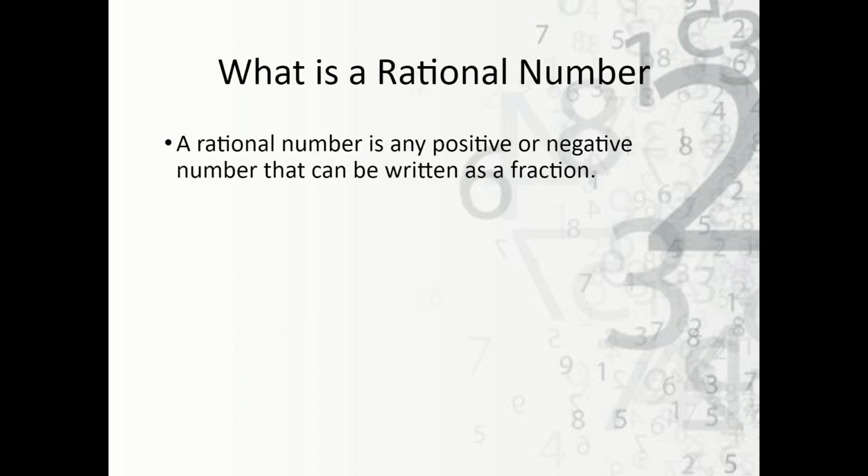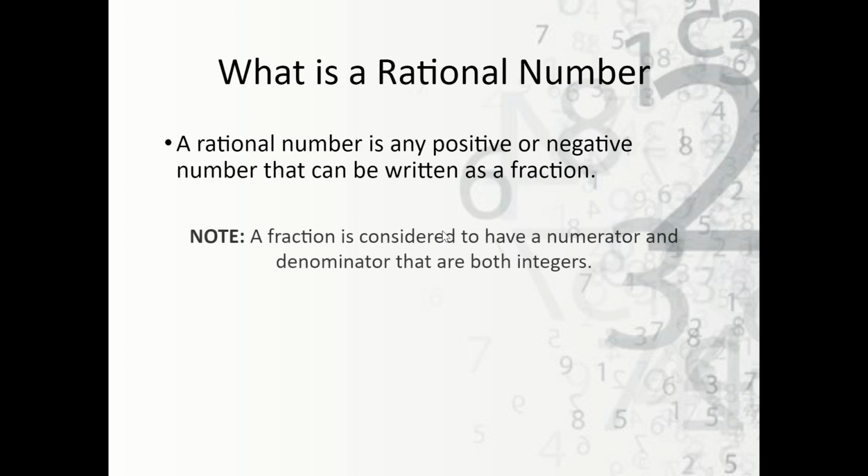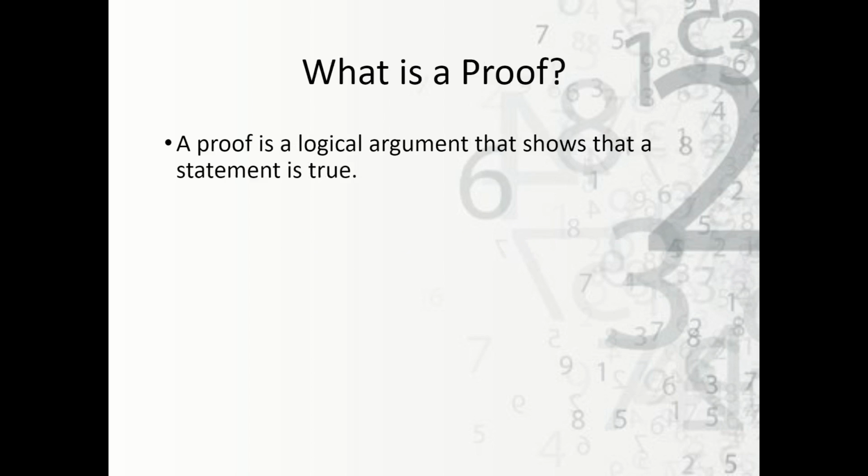Now, what is a rational number? A rational number is any positive or negative number that can be written as a fraction. Notice that a fraction is considered to have both a numerator and denominator that are integers. So an example of this would be 2 over 3. It can't be 2.5 over 3 or pi over 3. Those would not be considered rational numbers. So it's got to have an integer in the numerator and an integer in the denominator. That's the definition of a rational number.